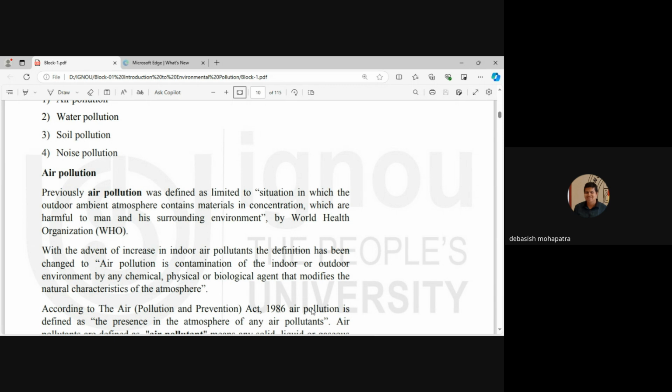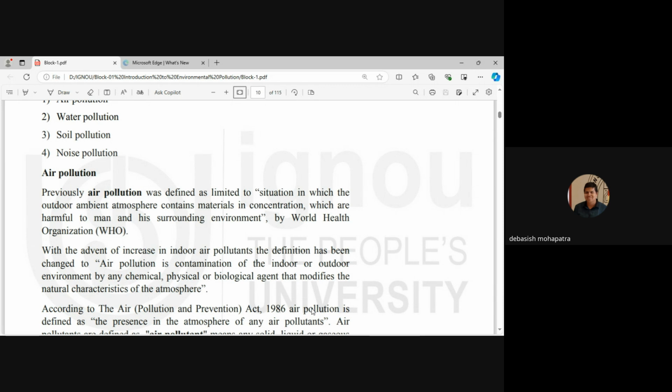You must have heard there are air purifiers coming for homes. If you use one, it will absorb the pollutants from the air and give you fresh air. So air pollution is contamination of the indoor or outdoor environment by any chemical, physical or biological agents that modifies the natural characteristics of the atmosphere.